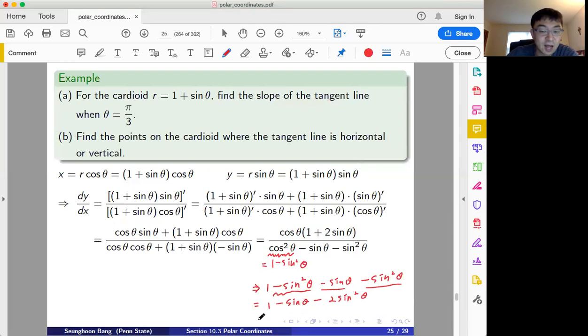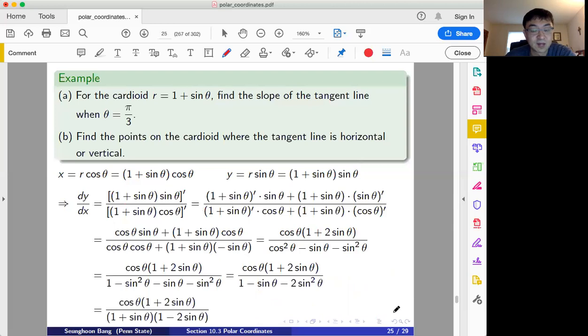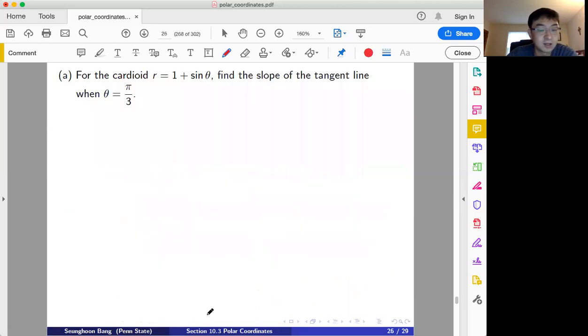The next, I want to factor. This is 1 plus sine theta, 1 minus 2 sine theta. You factor like this. So we have it. The next, you have to plug pi over 3 into theta here. Here, you can plug into here to find this one.